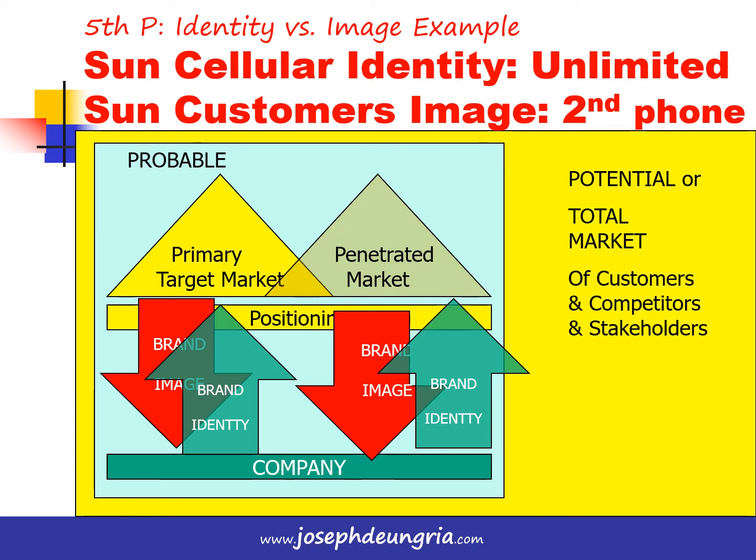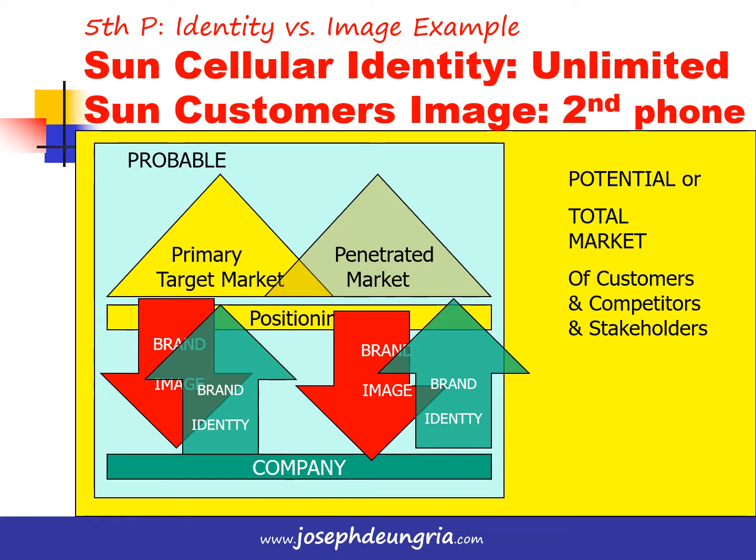However, what happened was a large portion of the market decided that, hey, I won't drop my Globe or Smart because they have better coverage, better quality. But since you're cheap, I'll use you as my second phone. Okay, so that's the difference between the planned communication and the eventual result.